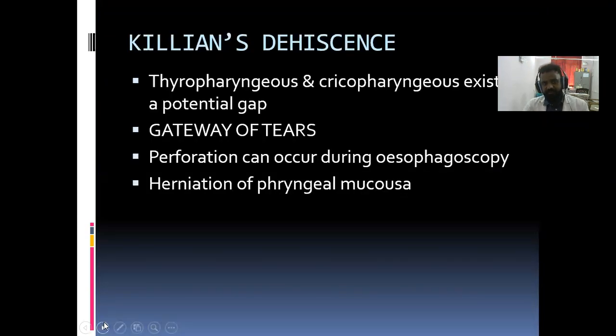Now Killian's dehiscence. Between the thyropharyngeus and the cricopharyngeus there exists a potential gap, which is the gateway of tears. Perforation can occur during esophagoscopy, and herniation of the pharyngeal mucosa can occur. So this is Killian's dehiscence.